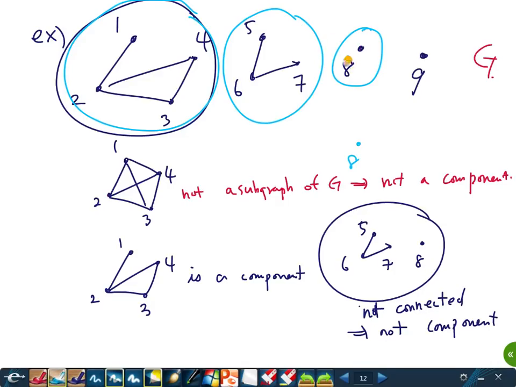So this is a connected component. This is also a component. So there are 4 components of this graph. It's like this. You just separate the graph into connected parts, and they are the connected components. And the precise definition goes like that.